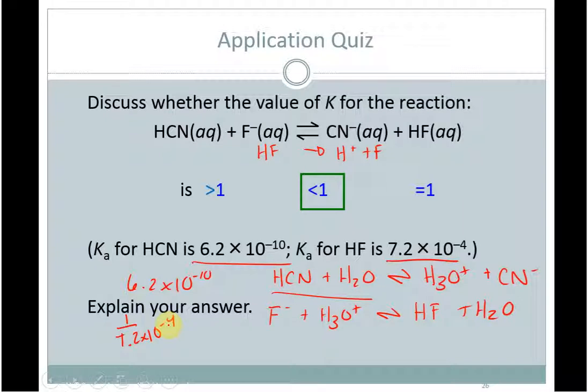And technically this is going to be a big number. It gives us something like 1.4, we'll just go with 1.4 times 10 to the third. That's a large number. But when we talk about this guy and this guy, this is so small that this cannot compensate for that. And so we really have to look at, obviously this is going to be less than 1.